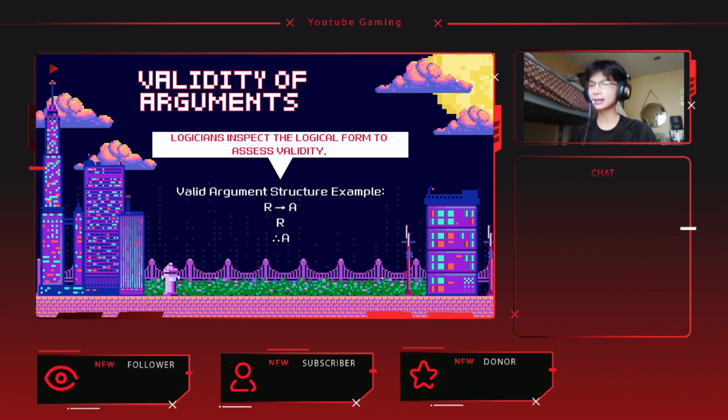So let's analyze a valid argument structure. The first premise establishes that if R is true, then A must also be true. And the second premise confirms that R is indeed true. From these two premises, we can logically conclude that A must also be true. This structure is valid because it follows the form of modus ponens, a fundamental rule in deductive reasoning.